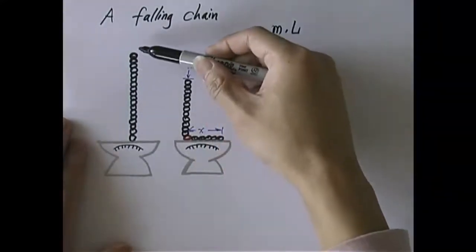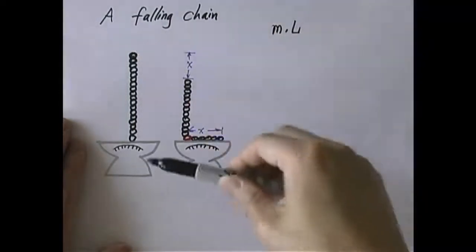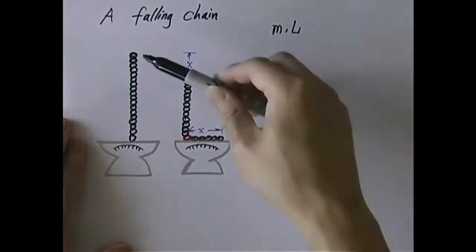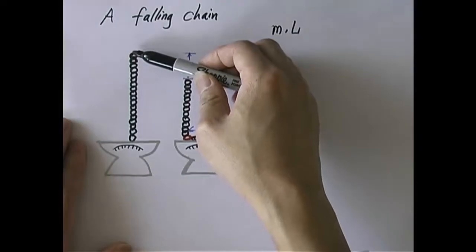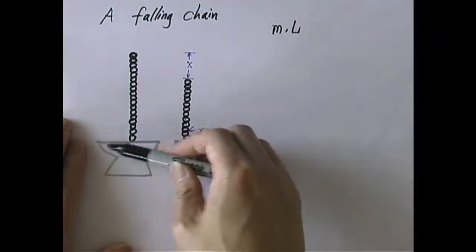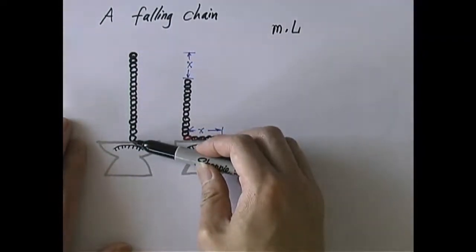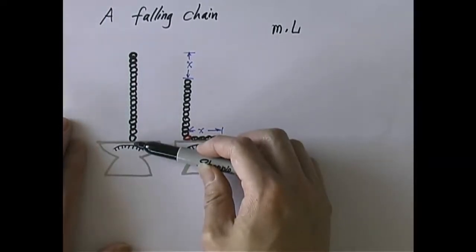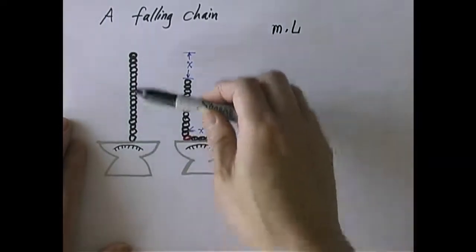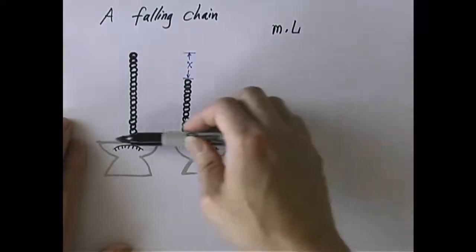Suppose there is a uniform, flexible chain of mass m and length l. You hold the chain right above a scale, with the bottom of the chain barely touching the scale, so the scale of course reads 0. Then you let go of the chain and let it fall onto the scale.